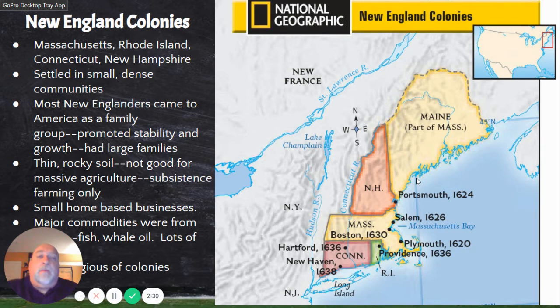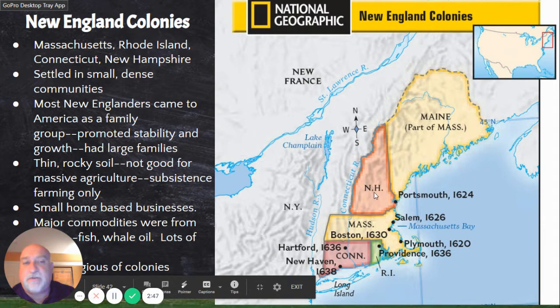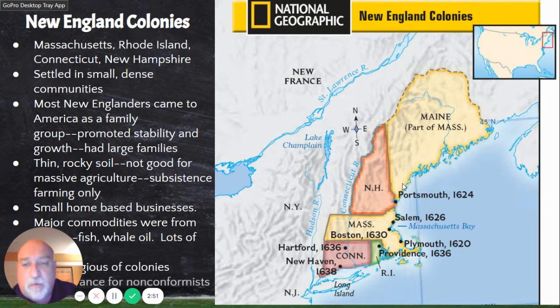And by far, the New England colonies are the most religious of the colonies. And that's what we're going to look at in the next few minutes. We're going to highlight the colony of Massachusetts because we have 2 religious groups who are going to settle there. And pretty much what we say about Massachusetts can be taken with Connecticut, Rhode Island, and New Hampshire as well.